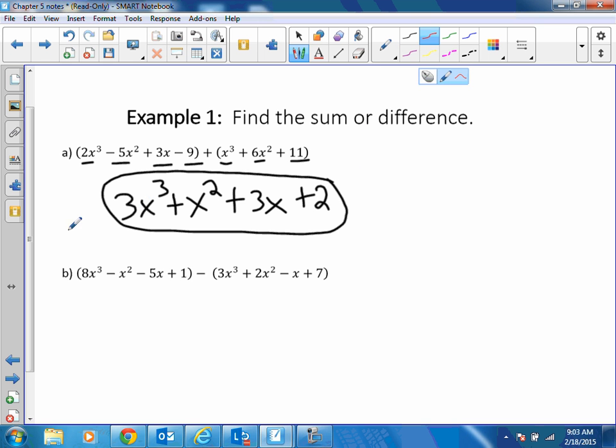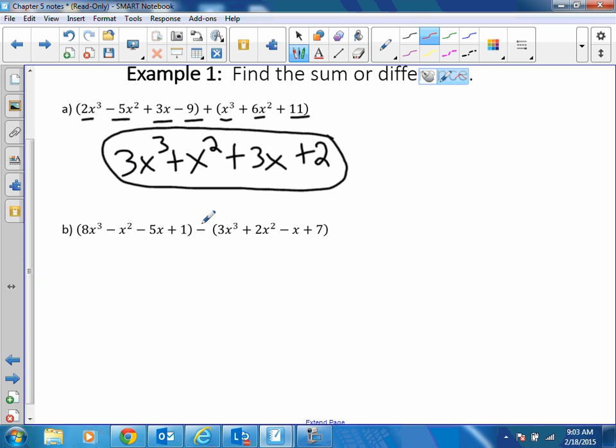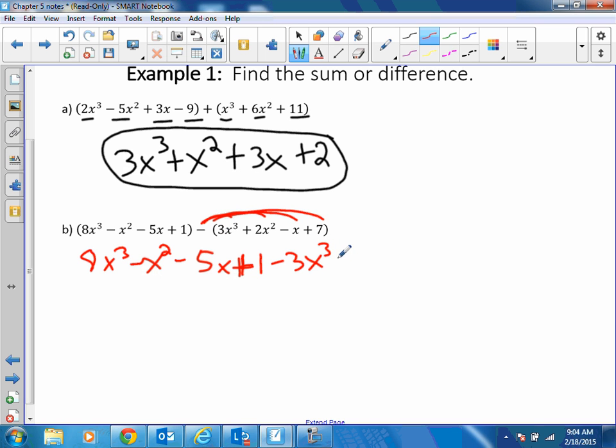Now when you subtract, what I like to do, just like we've always done, is distribute the negative to each part. So I rewrite the first one without the parentheses: 8x cubed minus x squared minus 5x plus 1. But basically when I distribute the negative, it just changes the sign. So negative 3x cubed, negative 2x squared, plus x minus 7.